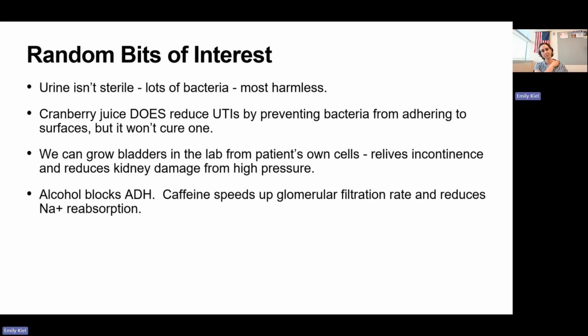A few little random bits of interest. Number one, urine isn't sterile. It has lots of bacteria, usually harmless. There's always some healthy bacteria, especially in that urethral opening. We just don't want a lot going up there, and we don't want the wrong ones going up there.